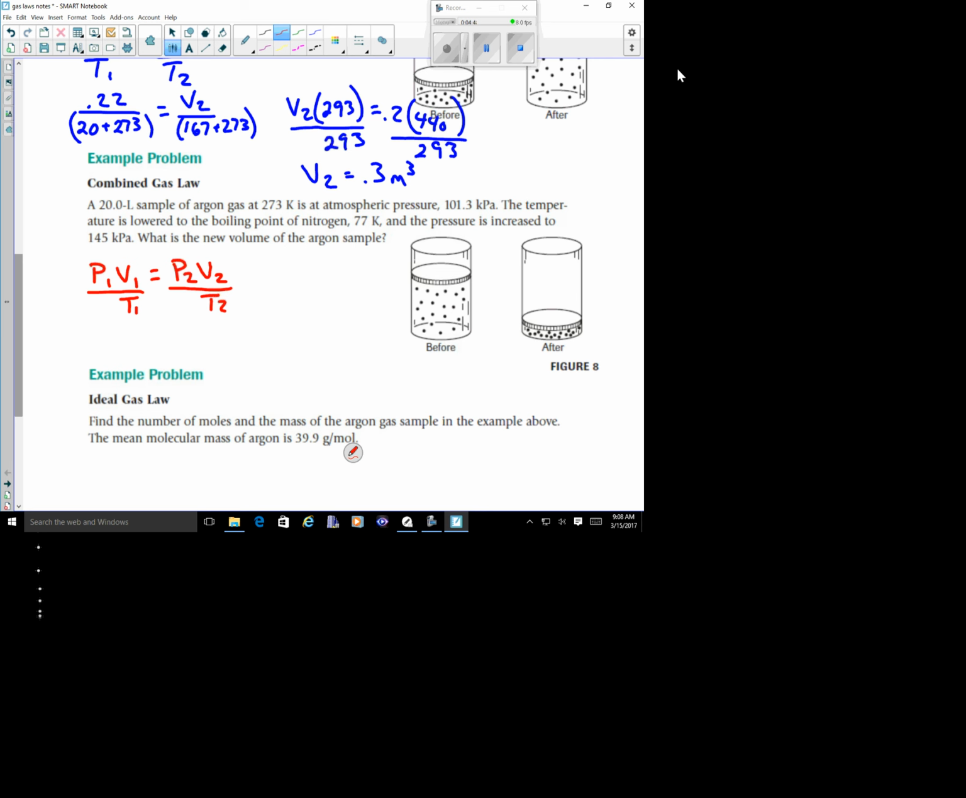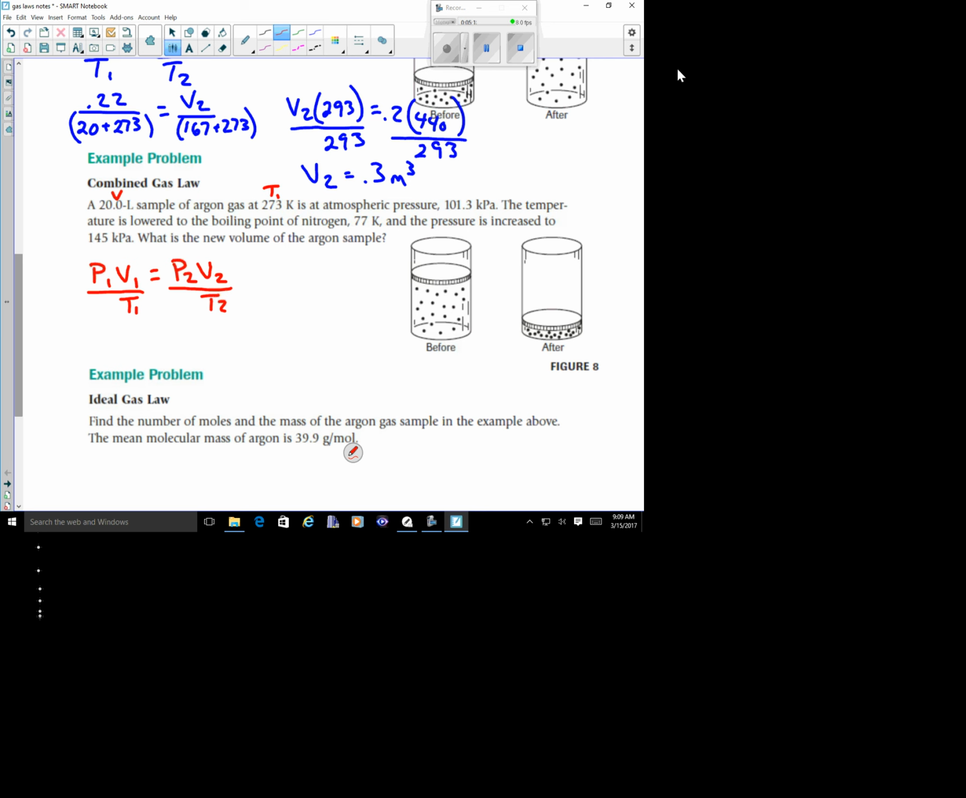So let's do a 20-liter sample. Liters is volume. Here is a gas at 273 K, so that's your temperature number 1. It is at atmospheric pressure. Don't forget, atmospheric pressure is 101,300 pascals, and that's going to be pressure number one. It's 101.3 kilopascals is what they're giving us here.